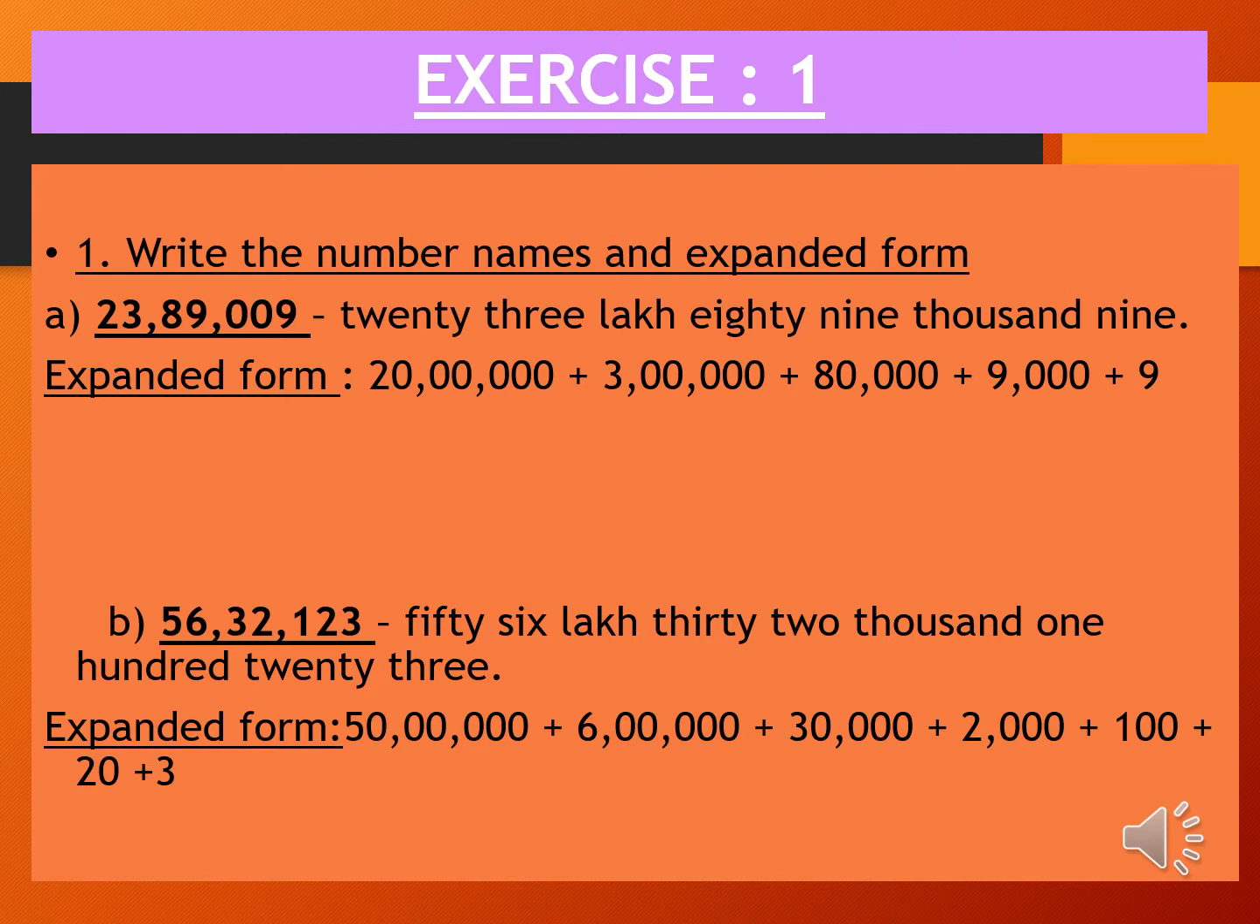So we can write the expanded form as 50 lakh plus 6 lakh plus 30,000 plus 2,000 plus 100 plus 20 plus 3. All of you understood?